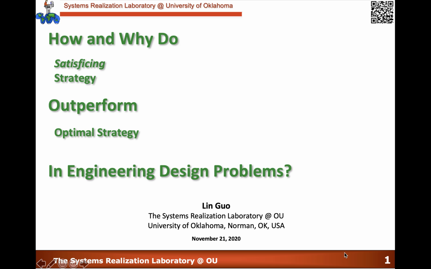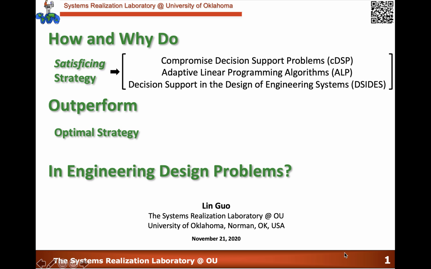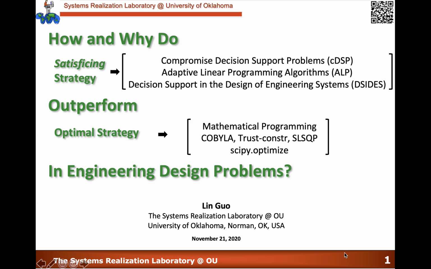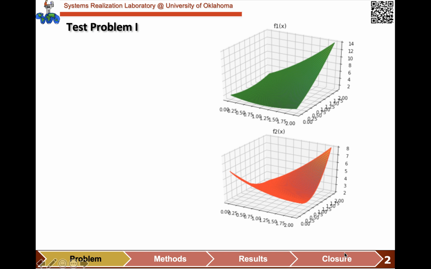Today, I'm briefing you on how and why the satisficing strategy outperforms the optimal strategy in engineering design problems. Here, we define the satisficing strategy as reached through compromise decision support problems, cDSP for short, adaptive linear programming algorithms, ALP for short, and decision support in the design of engineering systems, DSIDES for short. And for the optimal strategy, there are a lot of them, but today we choose mathematical programming with the different methods in SciPy, a package in Python.